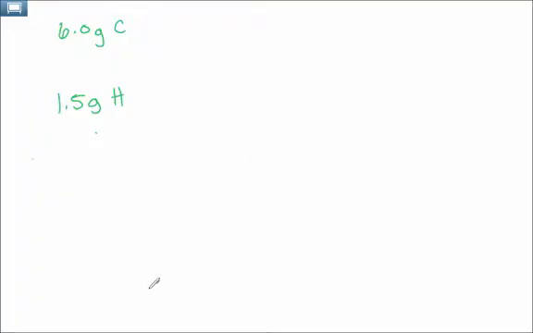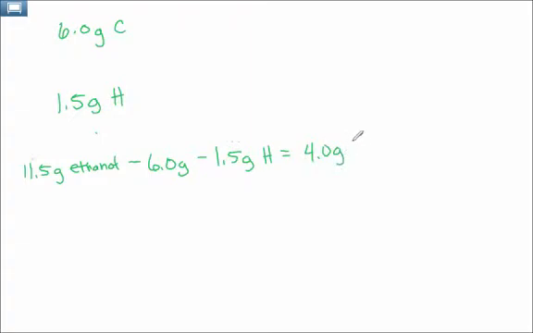Okay. So we're going to take 11.5 grams of ethanol, minus, we know that 6 grams of it was carbon, minus, we know 1.5 grams of that is hydrogen, and this will give us how much oxygen is in that ethanol. What is it? 4? Okay. Let me erase this and rewrite it. Now we're to the point where we can convert to moles.